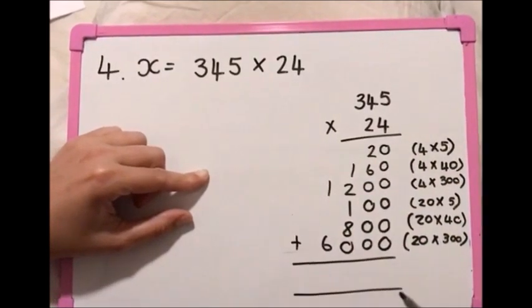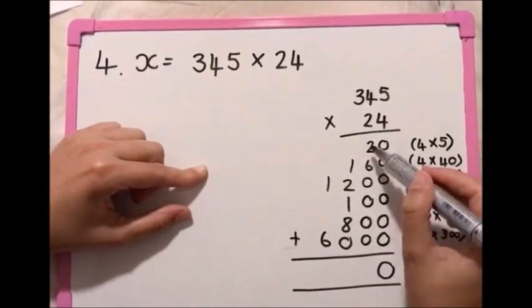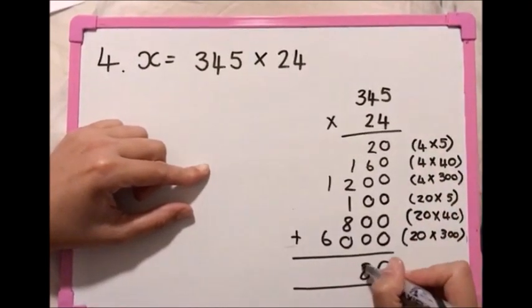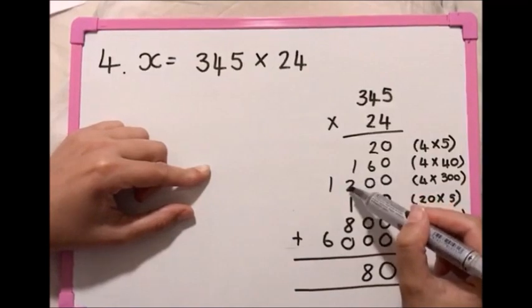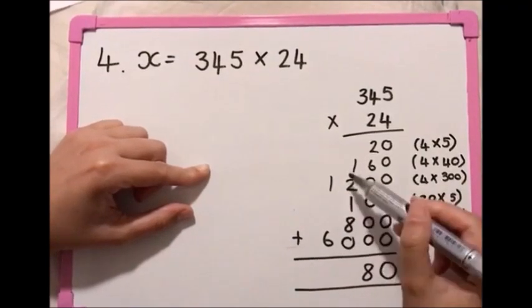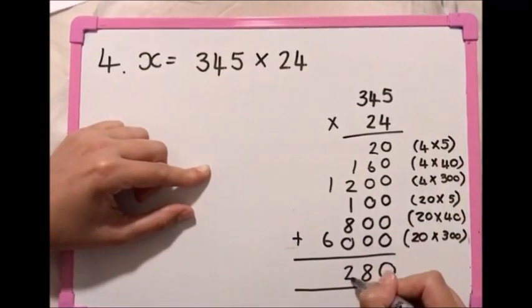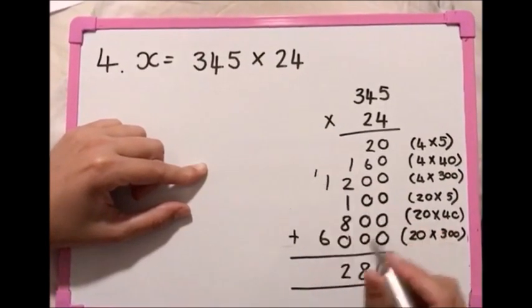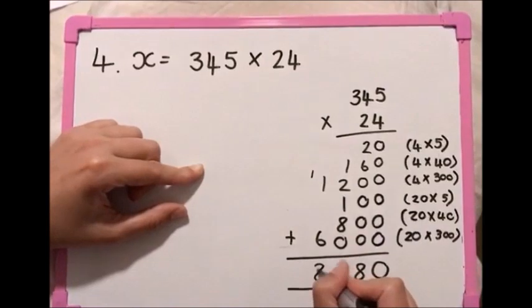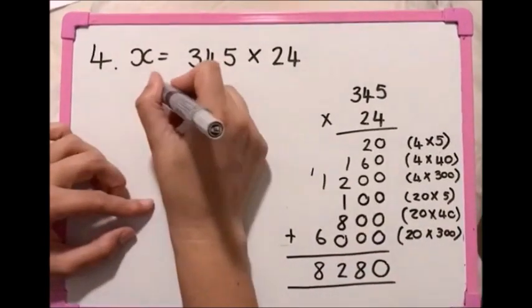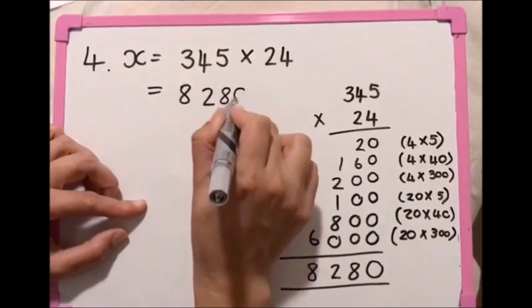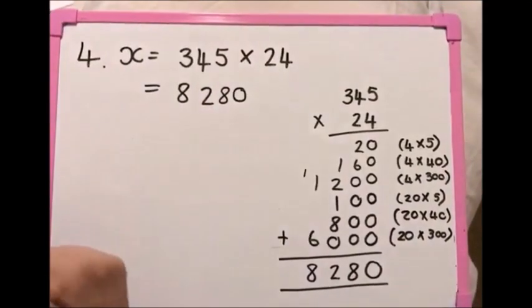Then we add up all the numbers. 0, 2 plus 6 gives me 8. 1 plus 2 plus 1 plus 8 gives me 12. I write down the 2, carry the 1 over. 1 plus 6 is 7 plus 1 gives me 8. Our final answer, 8,280, which we write underneath the sum.